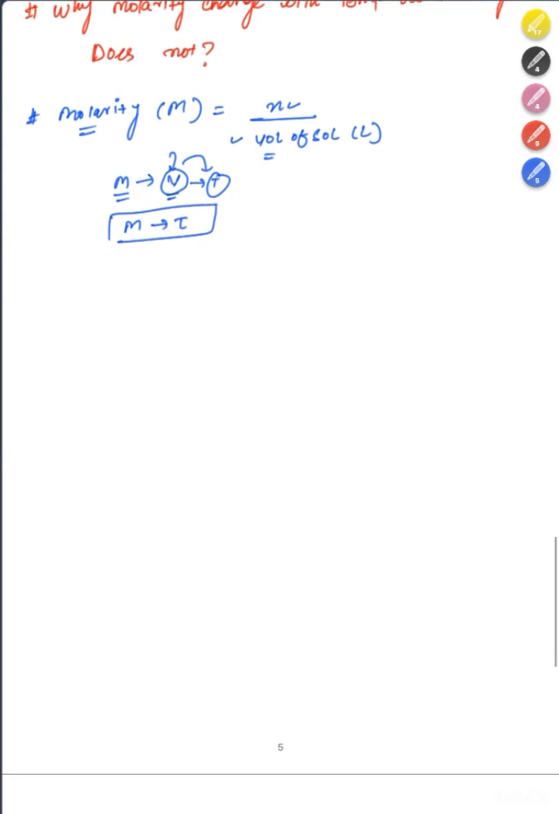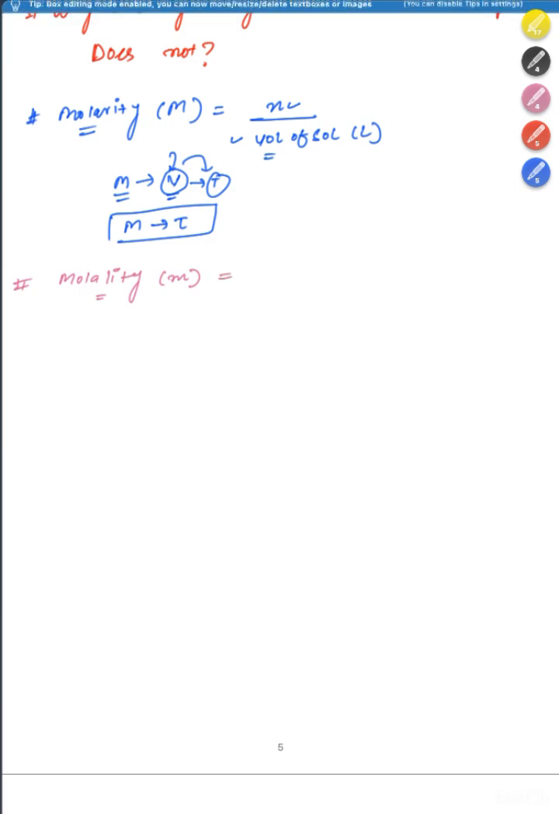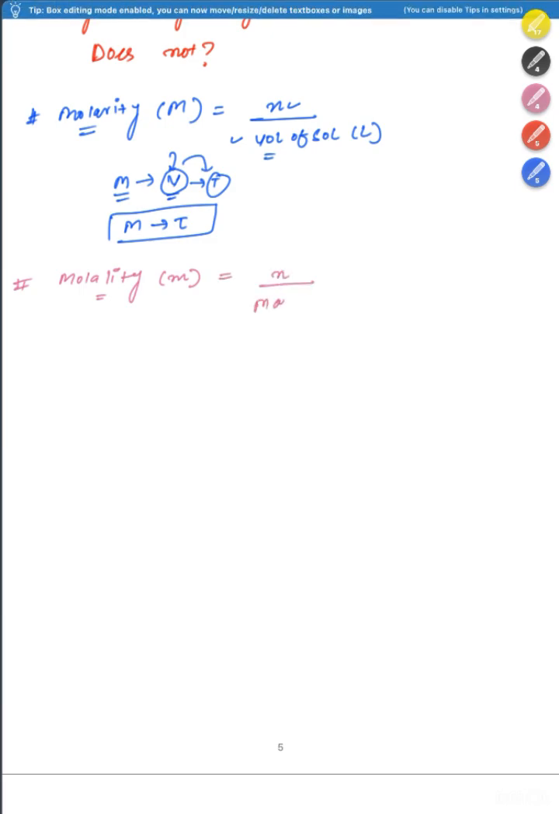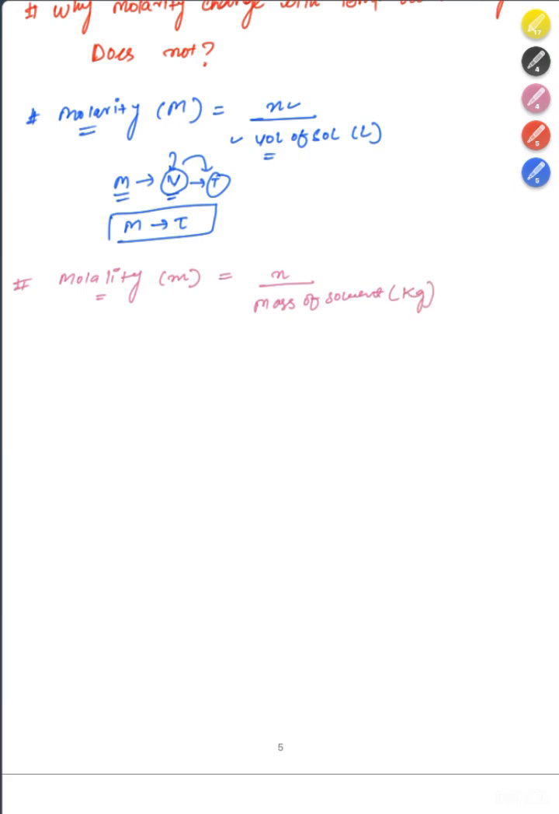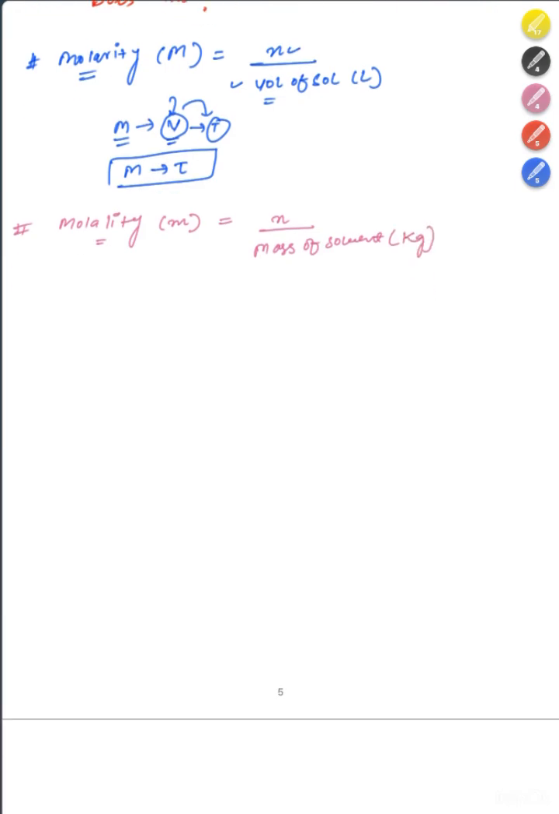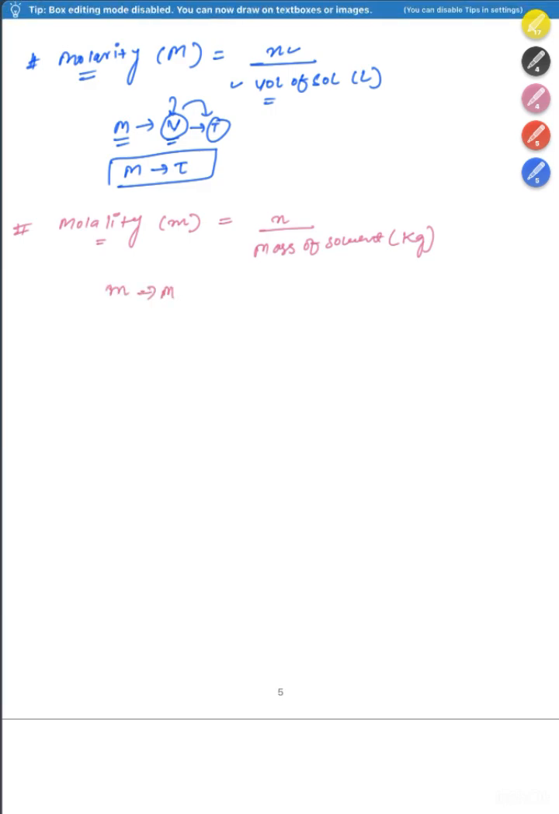And if we look now at the molality, it's another concentration term. We represent molality with a small m, and it's always equal to the number of moles upon the mass of solvent in kgs. If you look at this, you see that molality is not dependent upon the volume, but it depends upon the mass.